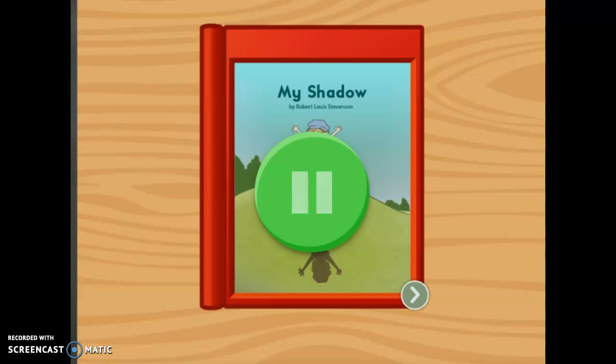For today's learning objective, we are going to read a story about my shadow. And later on, you are going to answer the questions about the story, okay? So the story is about My Shadow and it is written by Robert Louis Stevenson. Are you ready? I bet you are. Good job.